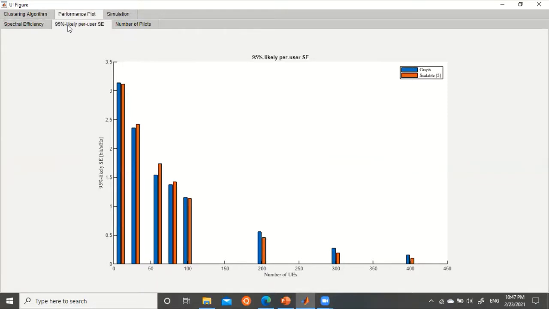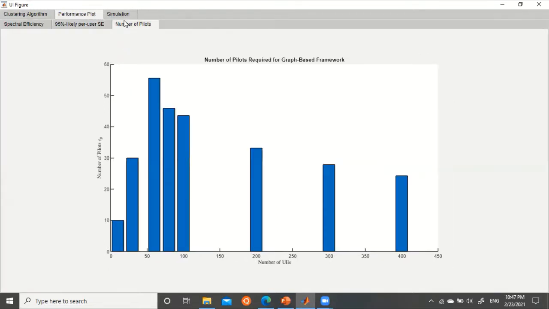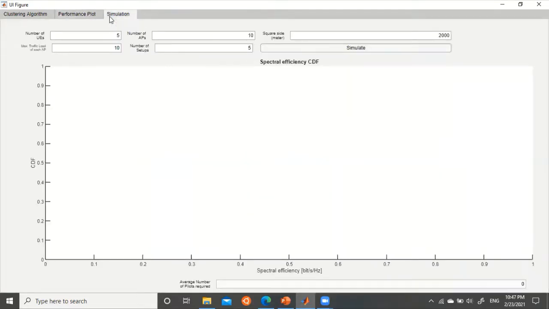We can see that our proposed algorithm outperforms the existing algorithm by 60% here when K equals 400, when number of UEs equals 400. And then here's the number of pilots required to assign during the graph coloring algorithm, this other algorithm.